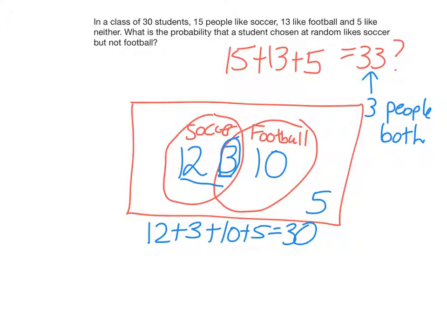So what is the probability a student chosen at random likes soccer but not football? Well, that's just over here. These are the people who like soccer but not football. So the answer is just 12 out of the 30 in total. And we can simplify that to 40% or 0.4 or 2/5. Either way you write it is fine.